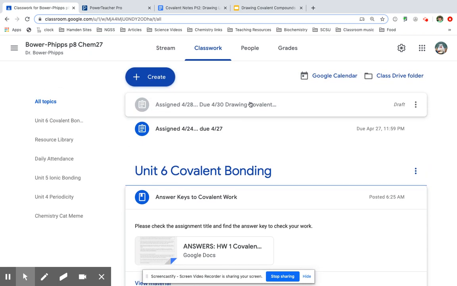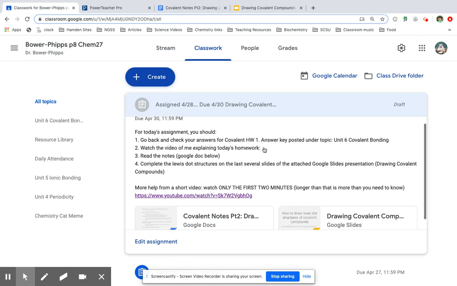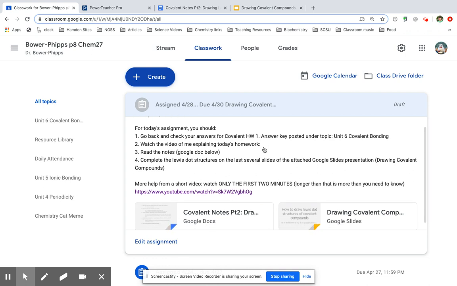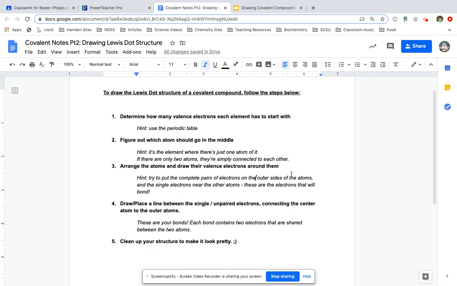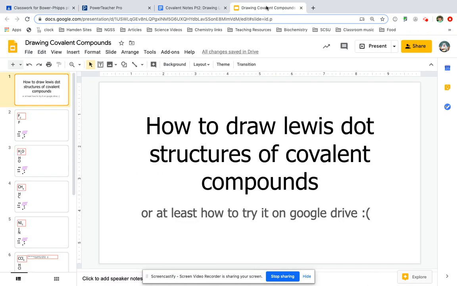For today's work, you're going to be working on drawing covalent compounds. There are two parts to this. First, you're going to go check your answers for yesterday's. Then you're going to watch this video. Next, you're going to read the notes. There are notes attached in a Google Doc form that look like this. And next, there's also a Google Slides component. This is the one that I'm going to be working with.